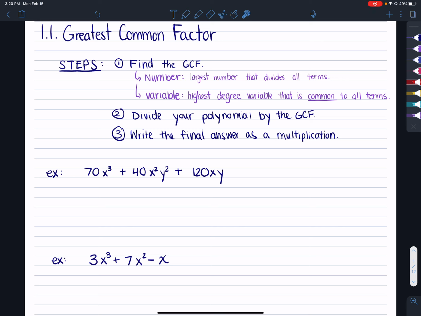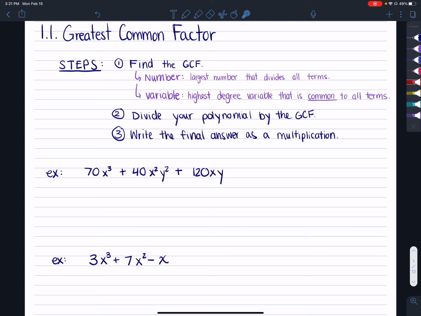So our first step is to find the GCF, the number portion. That's going to be the largest number that divides all terms. So it's the greatest common factor between our three numbers. And then the variable portion of the GCF is the highest degree variable that is common to all terms. So this wording can be a little bit tricky, but we'll take a look at it in the example.